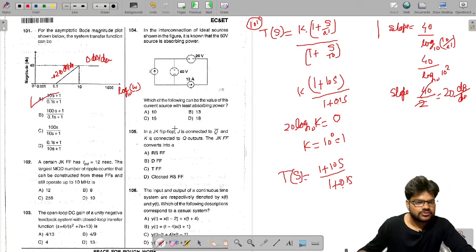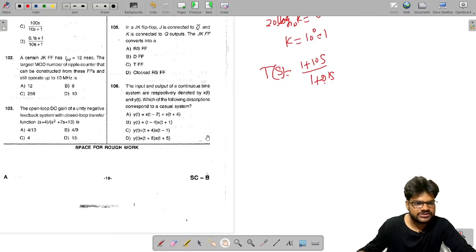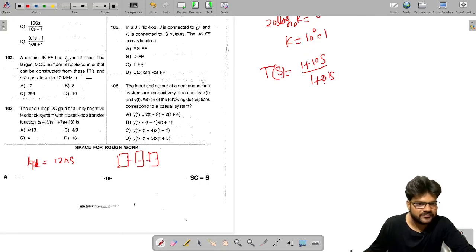So let us go to the question number 102. Question is from digital, and it says a certain JK flip flop has TPD equals to 12 nanosecond. So JK flip flop we are given, and propagation delay of JK flip flop is 12 nanosecond. The largest mod number of the ripple counter. Okay, so many JK flip flops might be used to make a ripple counter, and each JK flip flop has propagation delay 12 nanosecond that can be constructed from these flip flops and still operate up to 10 megahertz.